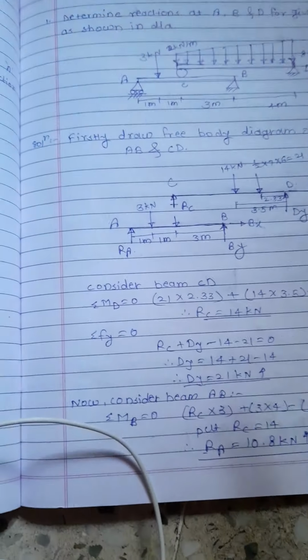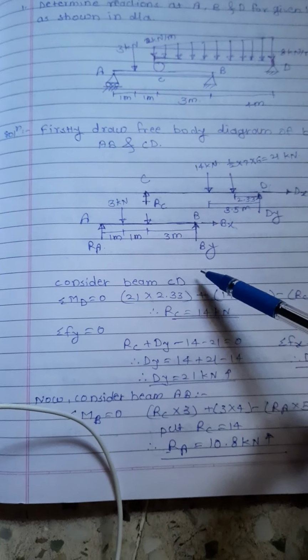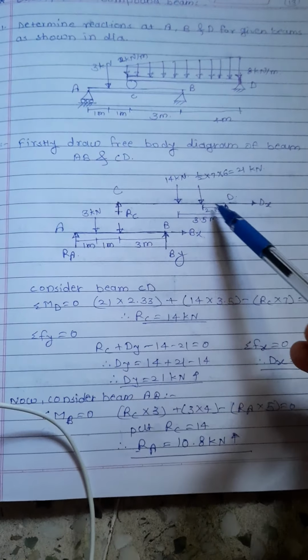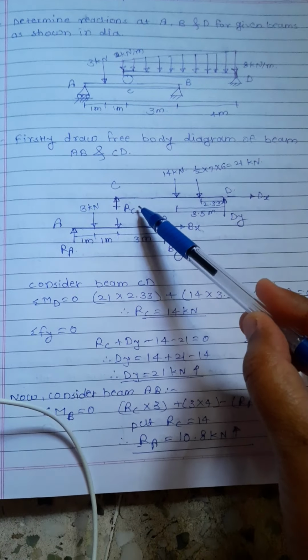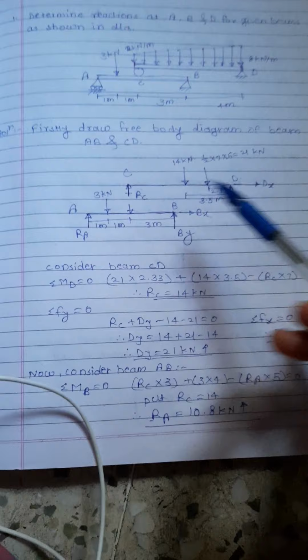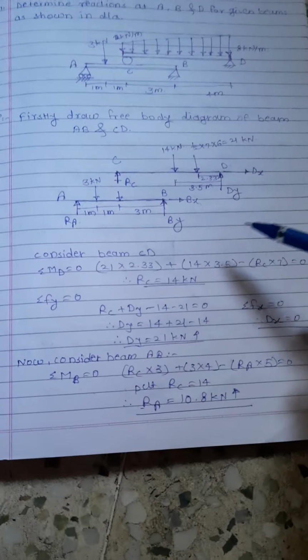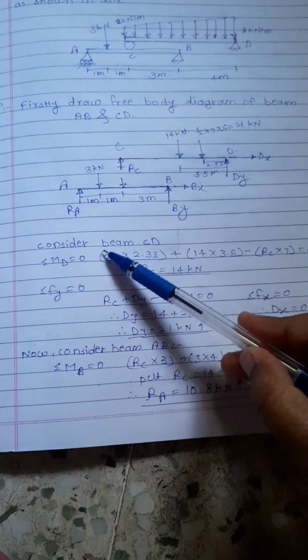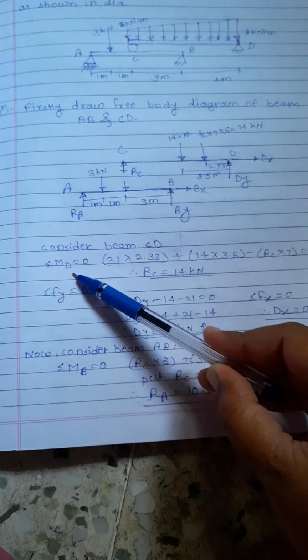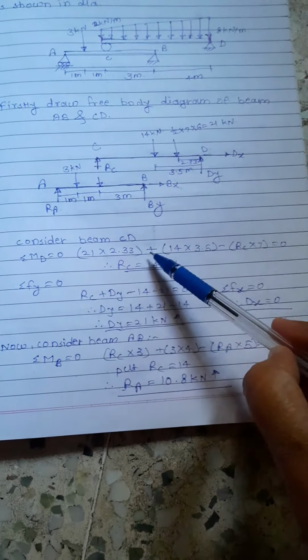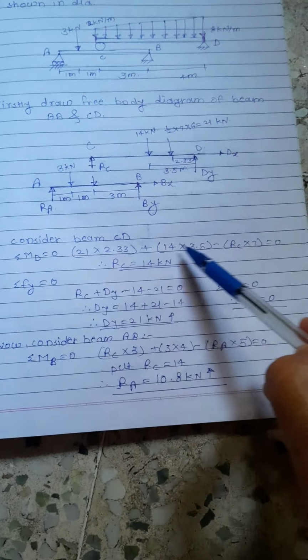Now firstly we have to consider the beam CD. Consider the beam CD. The unknown quantities are reaction at C and reactions at the D point. So we have to apply the conditions of equilibrium to get these unknown quantities. So firstly we will apply the condition of moment about point D. Here will be the moment equation. In this equation only the reaction at C is unknown. Its magnitude we will get as 14 kilonewton from this calculation.